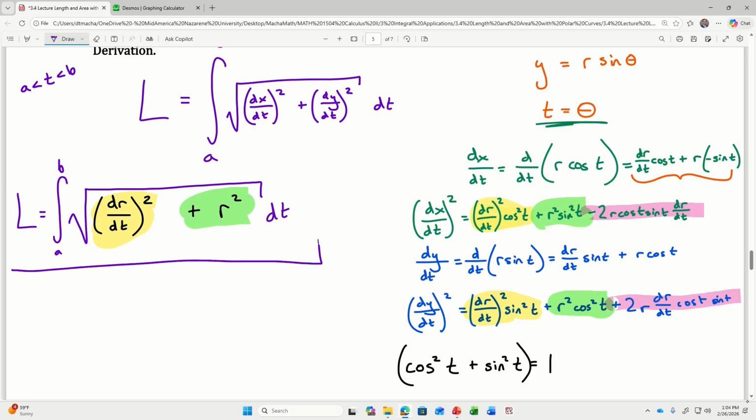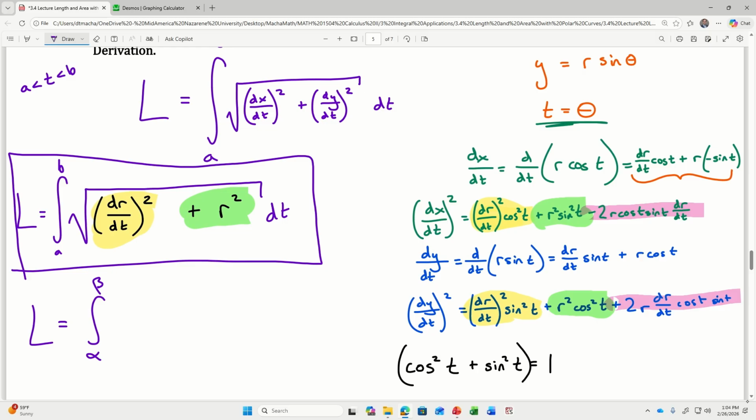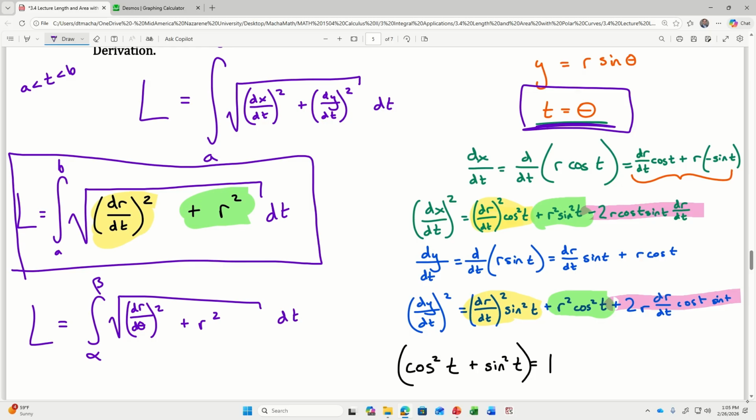And this is exactly the formula we're trying to find, right? If I just now go back and replace A with alpha, the starting angle, and B with beta, the ending angle, and then we replace T's with thetas, like I said, we were going to equate T and theta together, then I get exactly the formula I was looking for, the length of a polar curve.